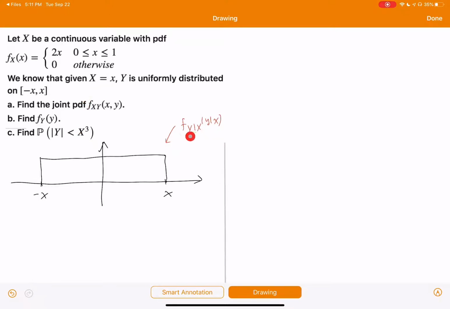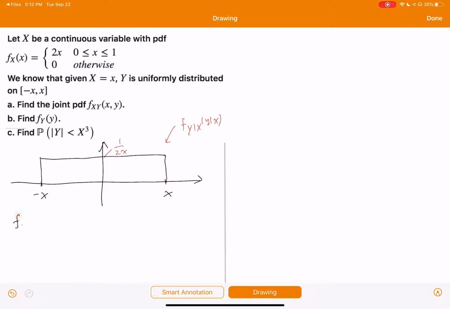the conditional density of y given x. So here we know that conditional on x equals x, y is uniform. So the density function of y given x equals x must be a constant here, because the integral of a density function must be 1. So in other words, this area must be 1. So the constant here must be 1 over 2x, because 1 over 2x multiplied by this length here, 2x, is equal to 1. So let's write down this function.